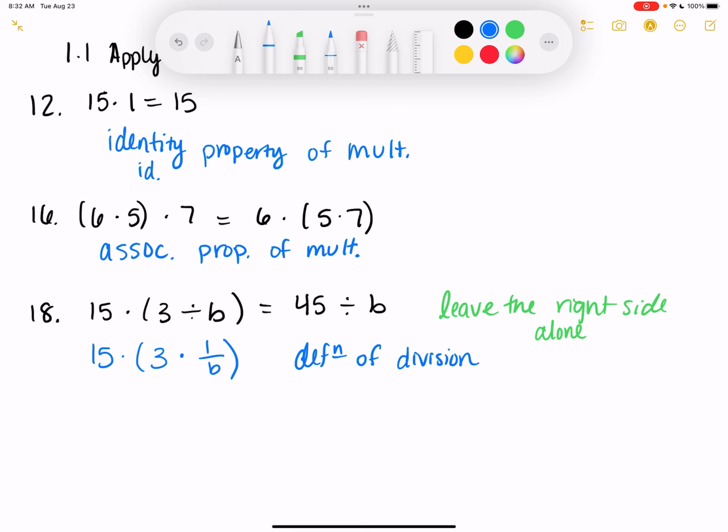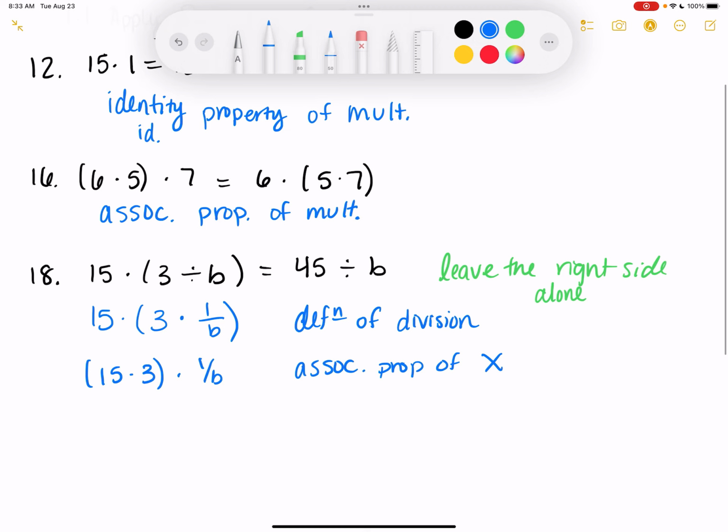Next, I'm going to regroup these to have 15 times 3 times 1 over b. And I can do that by the associative property of multiplication. Okay, now I'm choosing to do this stuff based on what I need to see on the right side, okay? So I have the numbers together, and then I have divided by b. So while I could have distributed here, that wasn't what it was wanting me to do. It's not what it wants me to have it look like on the right side. So that's why I swapped it over.